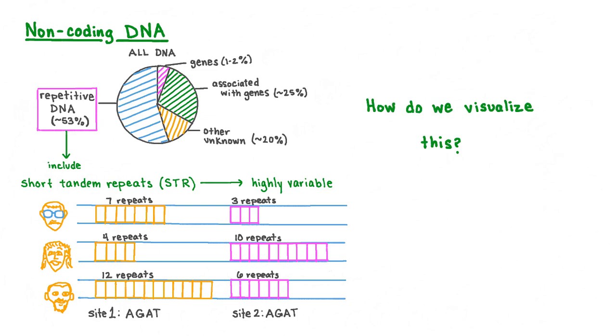When scientists became aware of the uniqueness of these repetitive regions in each individual, they devised a way to visualize these differences. And this process of visualization revealed itself to be very useful in many applications. For example, in solving crimes. Let's pretend we are investigating a crime scene. How can we use DNA fingerprinting?